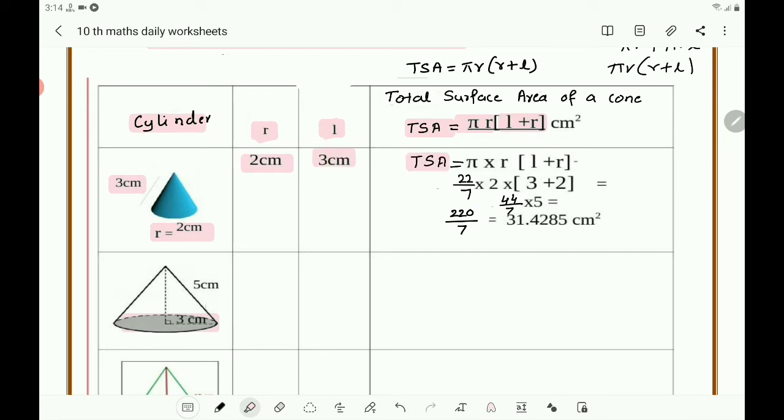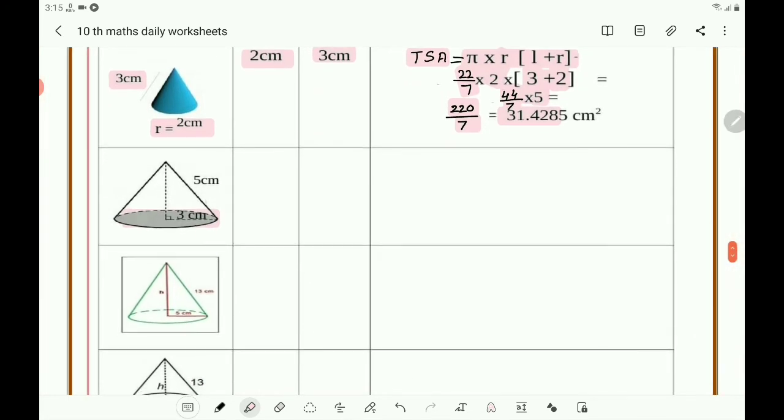Now you write the formula for the TSA, that is pi R into L plus R. Pi value you know, that is 22 by 7, and in the place of R you write 2 and L is 3, again R is 2. Then the product of 22 by 7 into 2 is 44 by 7, and 3 plus 2 is 5. Then the product of 44 and 5 is 220 by 7. Then if 220 is divided by 7, you will get 31.4285 cm square. Similarly, by using the same formula and the given radius 3 cm and 5 cm.